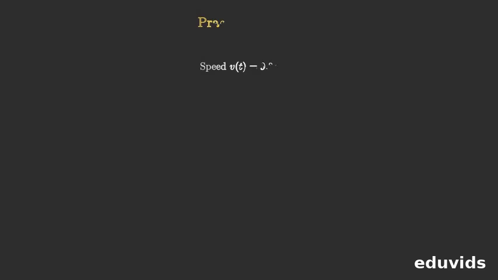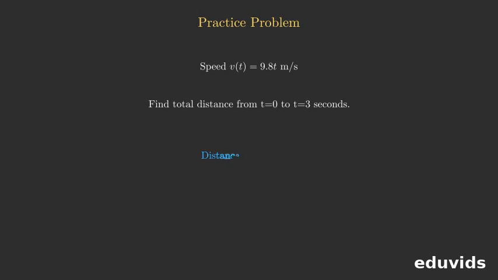Try this. A raindrop falls with speed 9.8 meters per second. Integrate from 0 to 3 seconds to find how far it falls. You should get 4.9 times 3 squared, about 44 meters. Check that it makes sense for a 3-story drop.